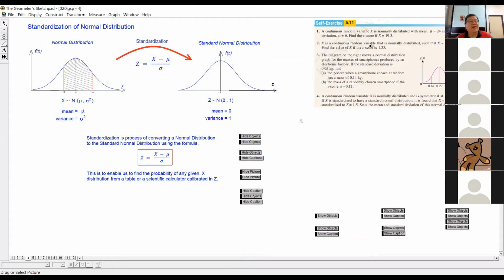Okay, what they mean here is like this. Let's say there is a score here, there's an x, and this x is 19.5. But on the z-axis, what is the number here? It's not 19.5. What is the number when it's converted into z? That is what they want us to find.